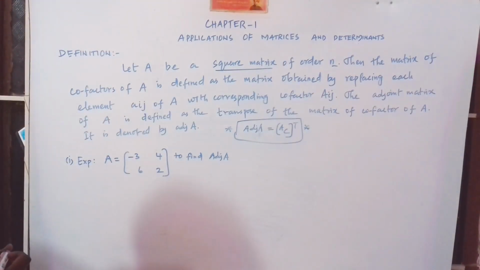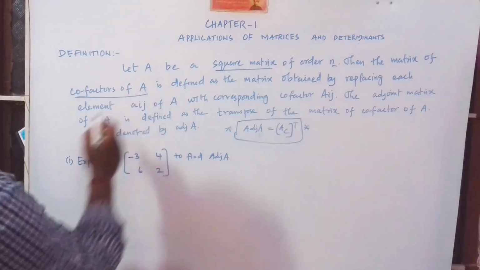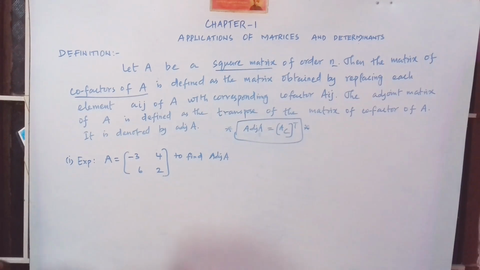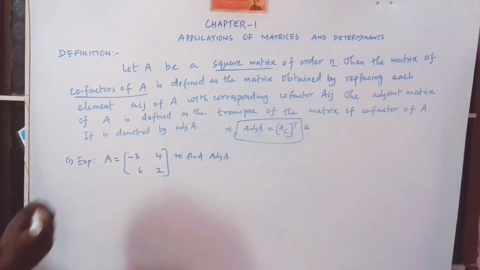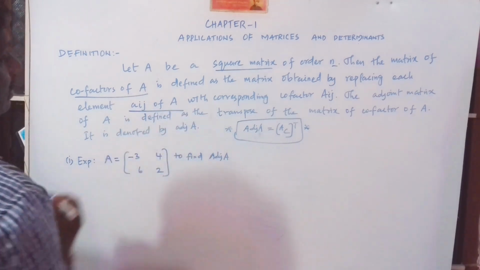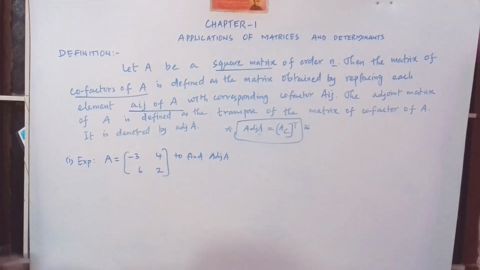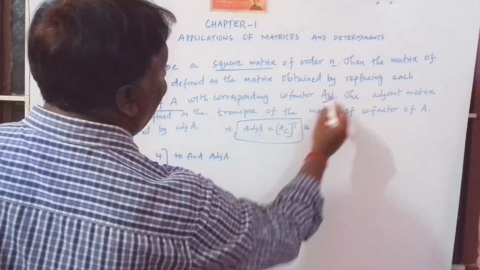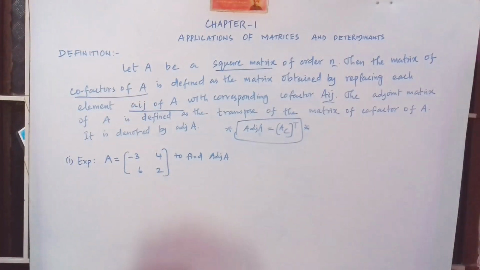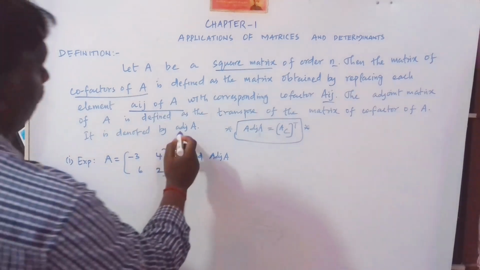Then the matrix of the cofactor of A is defined as the matrix obtained by replacing each element Aij of A with the corresponding cofactor Aij. The adjoint of matrix A is defined as the transpose of the matrix of the cofactor of A. It is denoted by adjoint A.